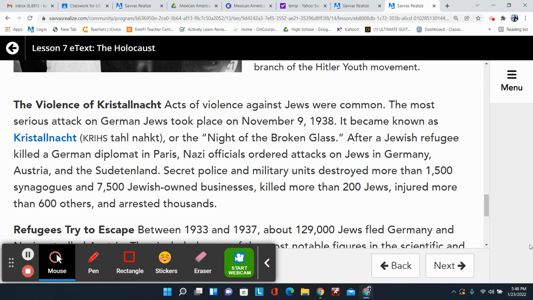The violence of Kristallnacht. Acts of violence against Jews were common. The most serious attack on German Jews took place on November 9th, 1938. It became known as Kristallnacht, or the Night of Broken Glass. After a Jewish refugee killed a German diplomat in Paris, Nazi officials ordered attacks on Jews in Germany, Austria, and the Sudetenland. Secret police and military units destroyed more than 1,500 synagogues and 7,500 Jewish owned businesses, killed more than 200 Jews, injured more than 600 others, and arrested thousands.